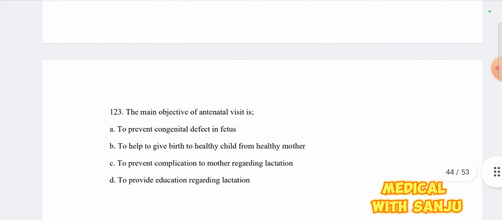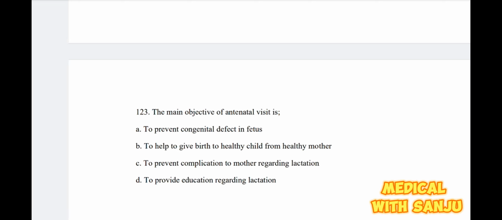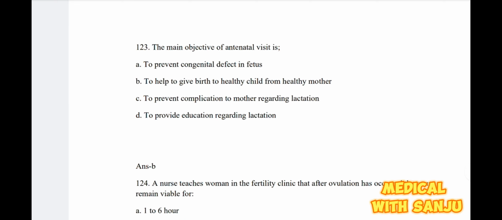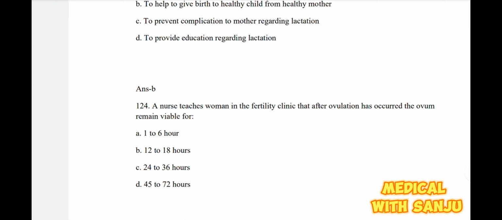Question number 123. The main objective of antenatal visit is option A to prevent congenital defect in fetus, option B to help to give birth to healthy child from healthy mother, option C to prevent complication to the mother regarding lactation, option D to provide education regarding lactation. Right answer is option B. To help to give birth to healthy child from a healthy mother is the main objective of antenatal visit.